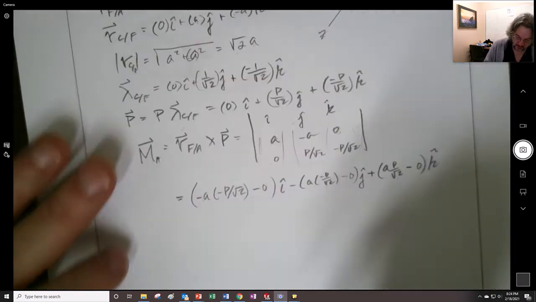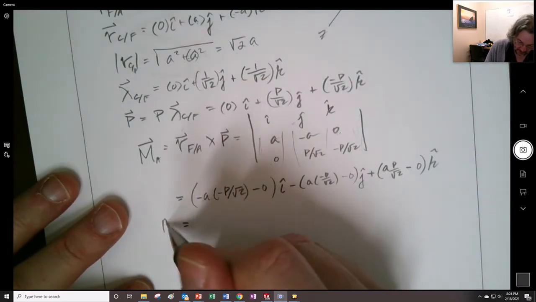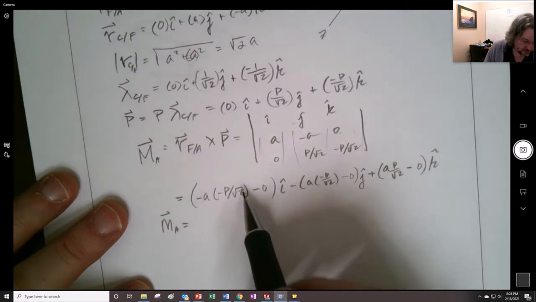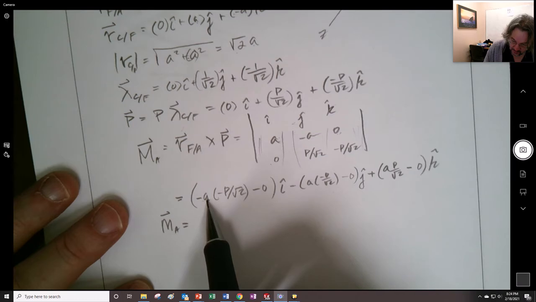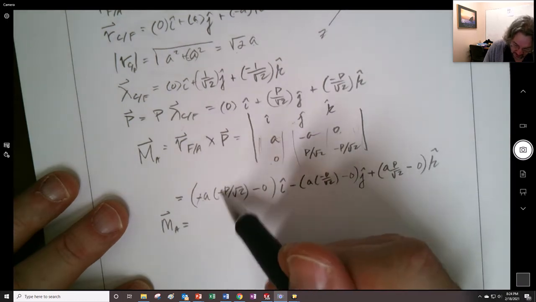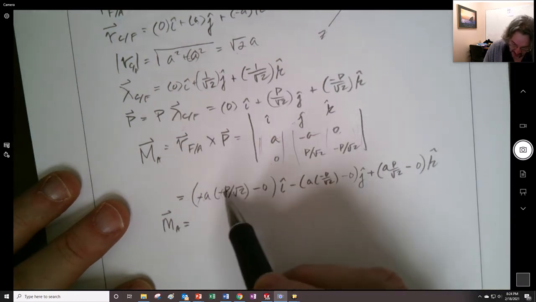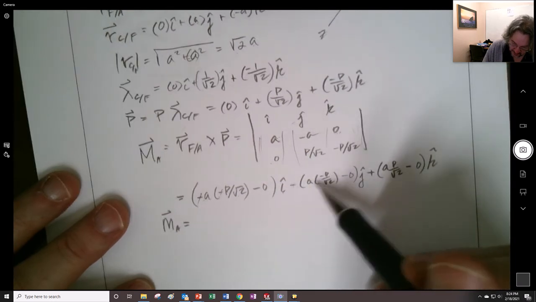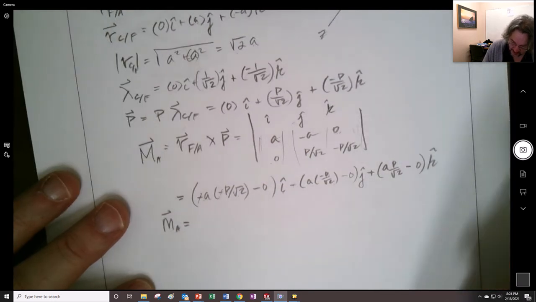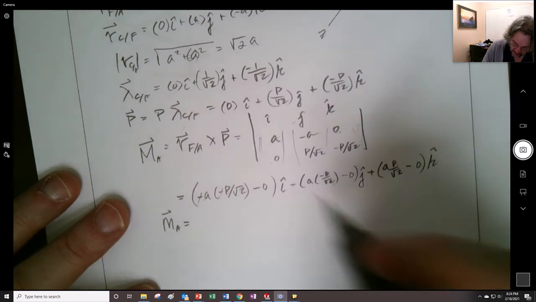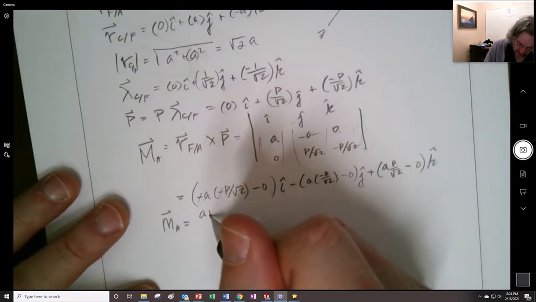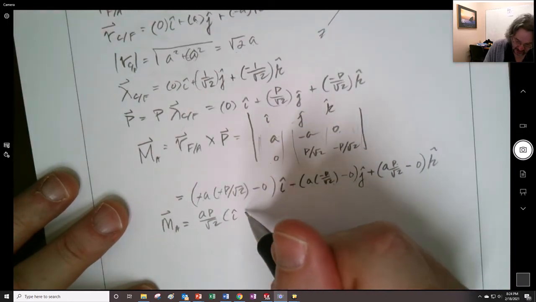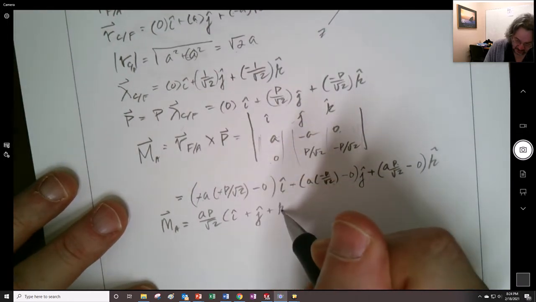Okay, so what we're going to find for MA is going to be, we see that those are going to cancel out, so that's going to be a positive AP square root of 2 times I. There's a negative and a negative, so that's going to be AP square root of 2. And then look at this one's AP square root of 2. So we find we have the AP over the square root of 2 times I plus J plus K.